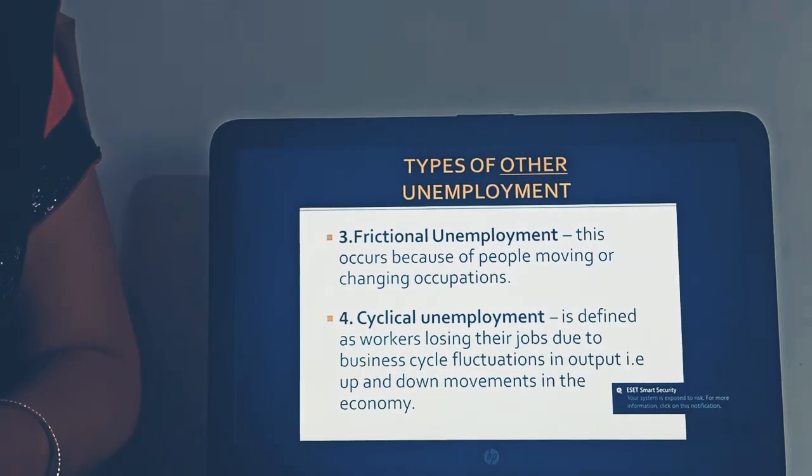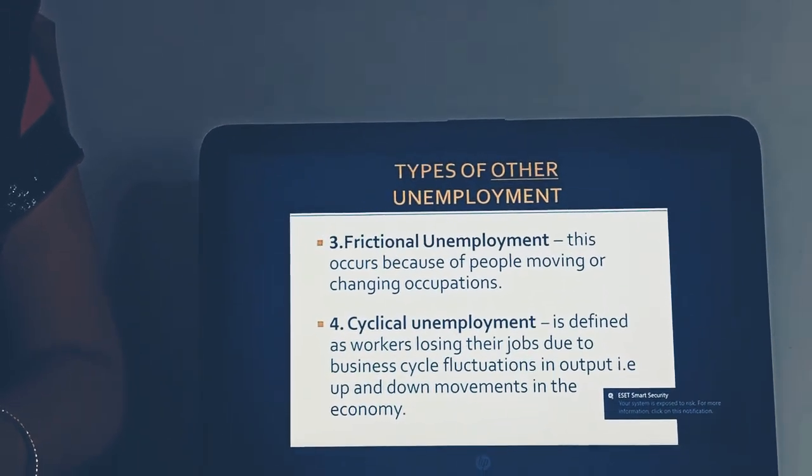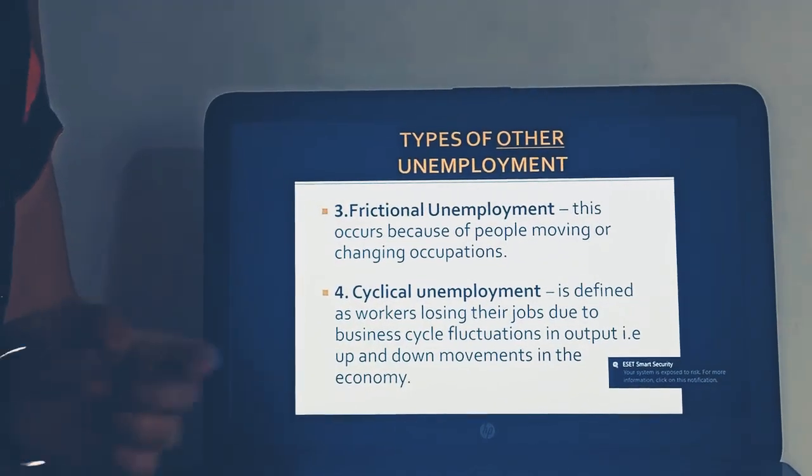Next is the fourth one, cyclical unemployment. What is cyclical unemployment? It is defined as a worker losing their job due to business cycle fluctuation in output, that is the up and down movement in the economy. There is a cycle in an economy with a recession, where people lose their jobs, and then it goes into a depression. There is also a peak point where prices are really high, everything is at a high price. That is a cycle, and if a person loses their job because of that cycle, it is called cyclical unemployment.